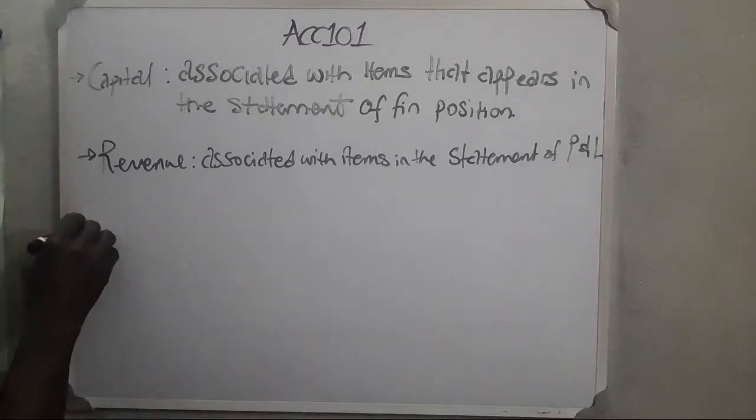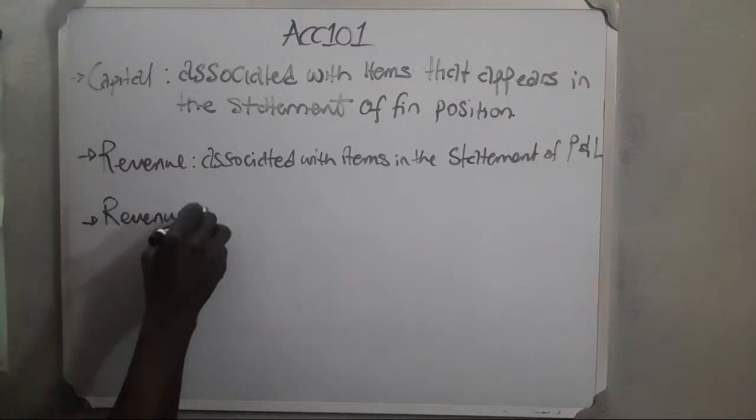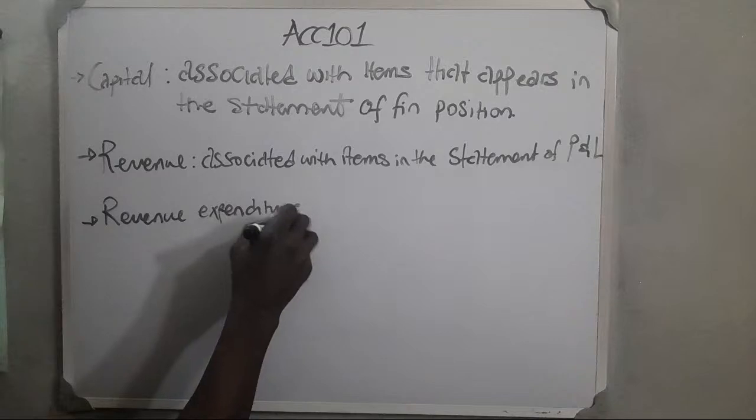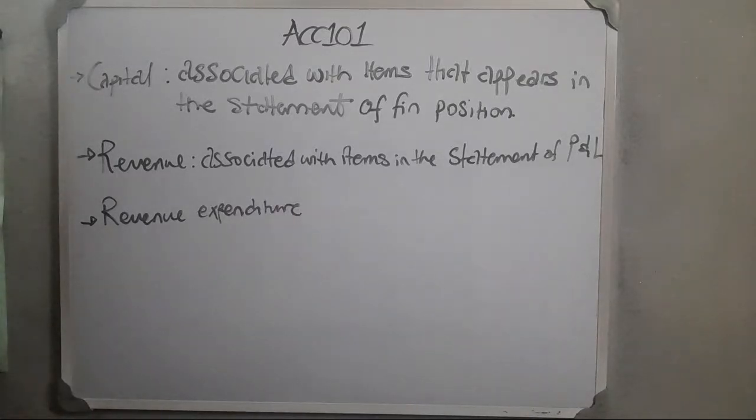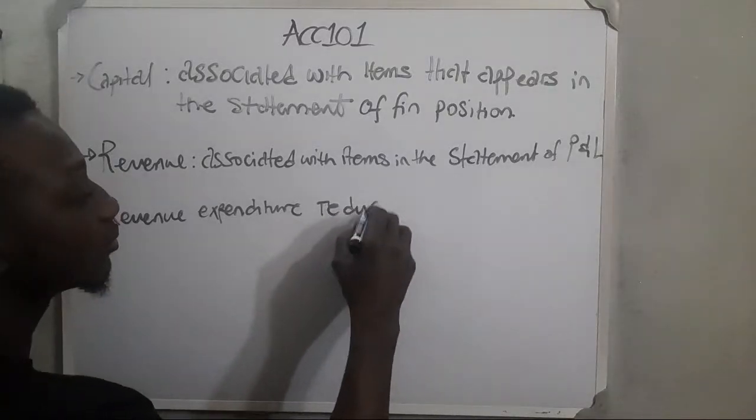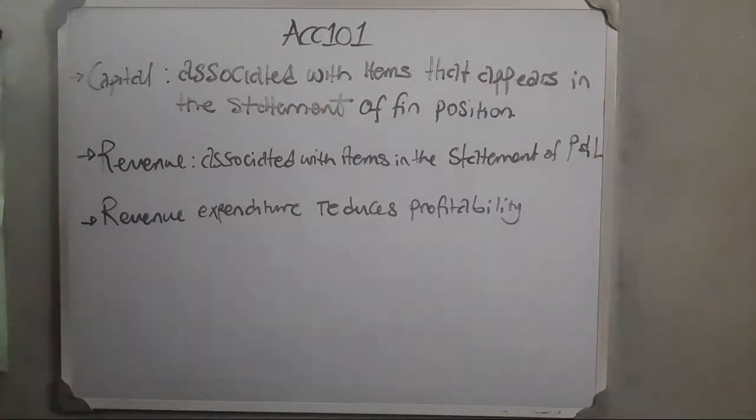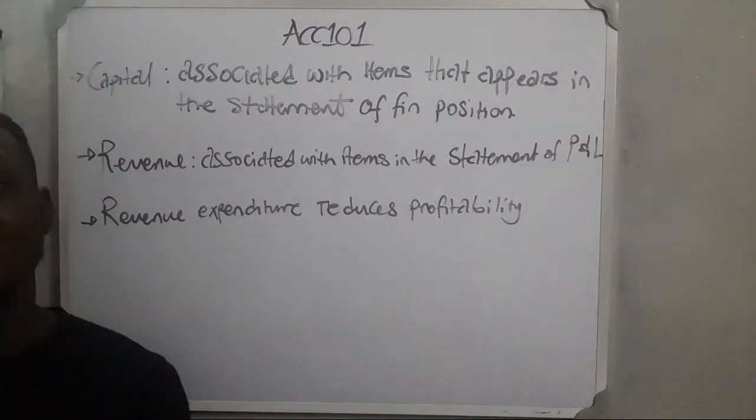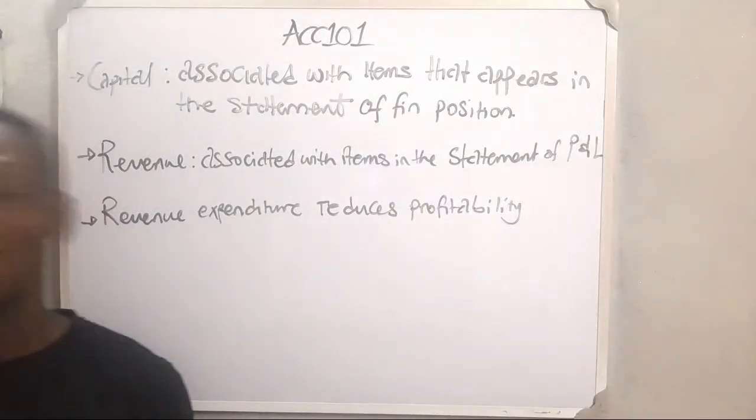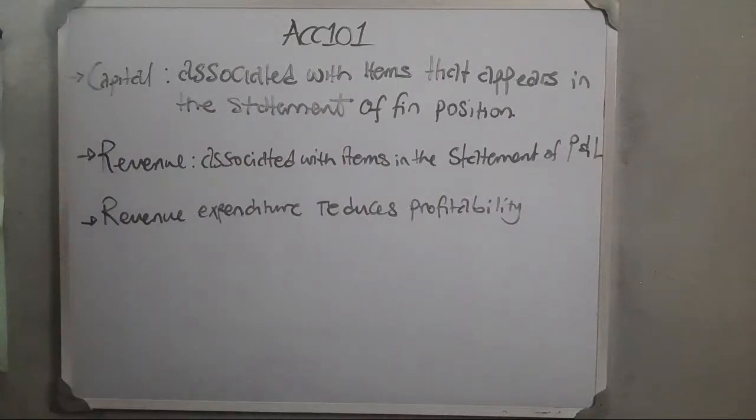Now the point says here that revenue expenditure reduces profitability. Like I said earlier, if you do both, it will definitely make your profitability fall. Even if you do just one, it makes your profitability fall, not to talk of doing both. So it's better, just like we say, we use money to find money. It's better you do one, then see the result, then you can do the other one, at your own pace.